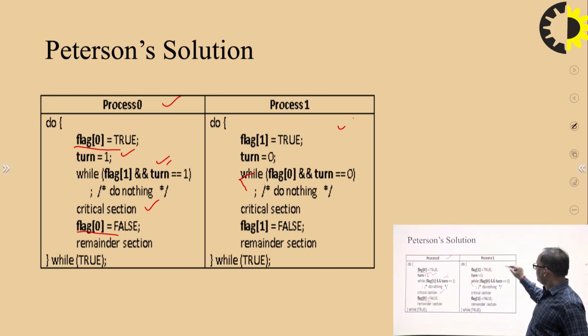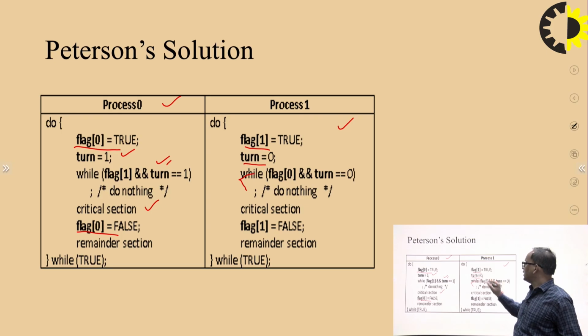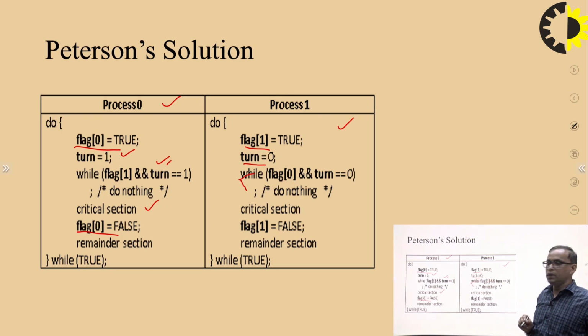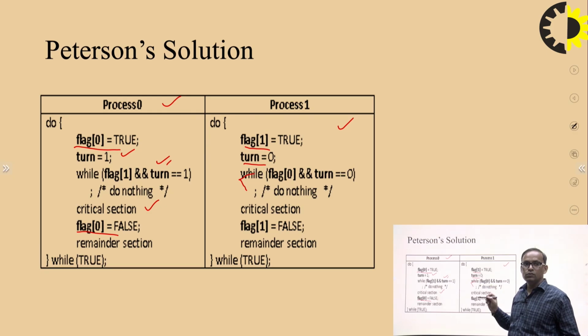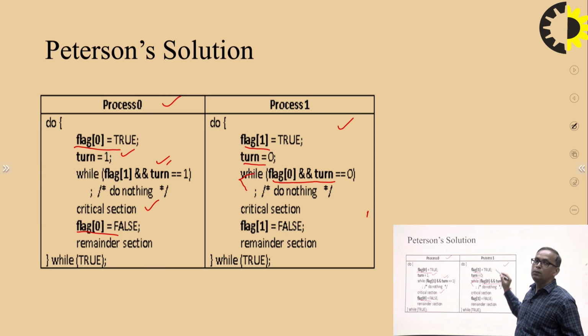The same code is followed by process P1. Whenever P1 wants to enter the critical section, it will set its flag to true, and again it will check the value of the turn variable, and it finds that turn is equal to 0. It means turn is initialized to process P0. Then it will check these two conditions: if flag of 0 and turn is equal to 0, it means process P0 is also interested in the critical section and turn is also set to 0, then process P1 will wait.